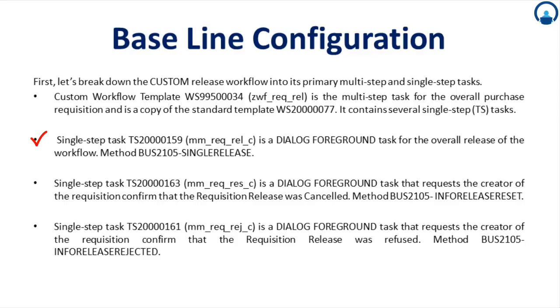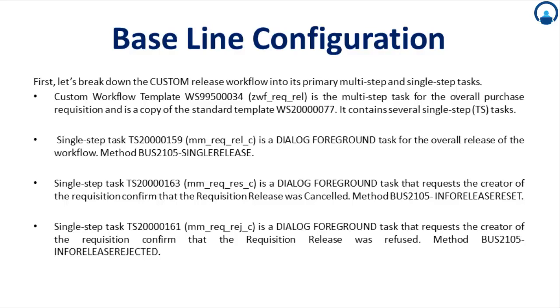Then next we'll see about a single step task, which is TS2000159, which is a dialog foreground task for the overall release of the workflow, which is REQUISITION_RELEASE_C, and it has a method for BUS2105, which is single release. Now, next we'll see about single step task TS2000163, which is also a dialog foreground task which requests the creator of the requisition confirm that the requisition release was cancelled, and it uses the method BUS2105 with info release set reset. So this was the single step task for the requisition confirm.